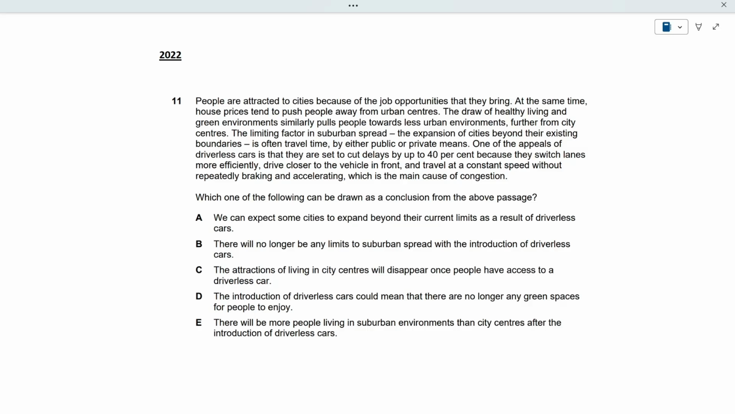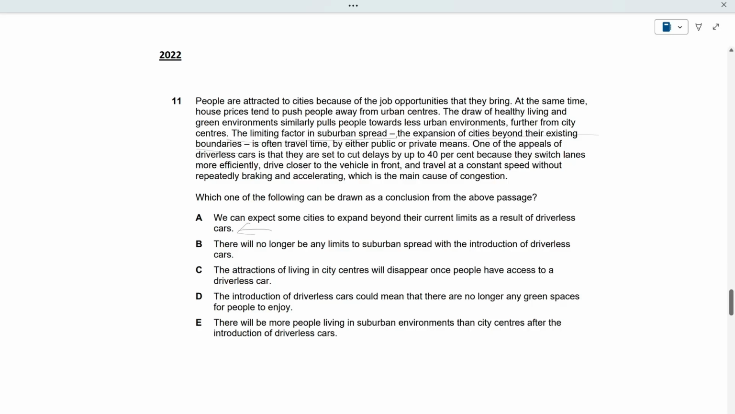One of the appeals of driverless cars is that they are set to cut delays of up to 40% because they switch lanes more efficiently, drive closer to the vehicle in front, and travel at a constant speed without repeatedly braking and accelerating, which is the main cause of congestion. Therefore, we can expect some cities to expand beyond their current limits as a result of driverless cars. That looks promising because it talks about the limiting factor being suburban spread. We need to basically expand cities, and so we can expect some cities to expand. So that seems to work, but we'll go to the others.